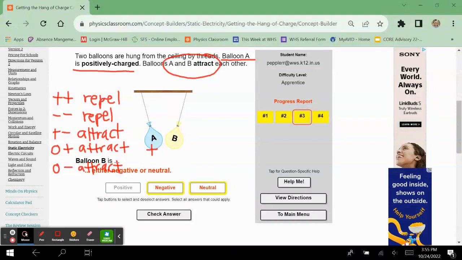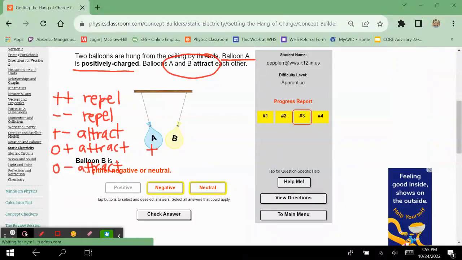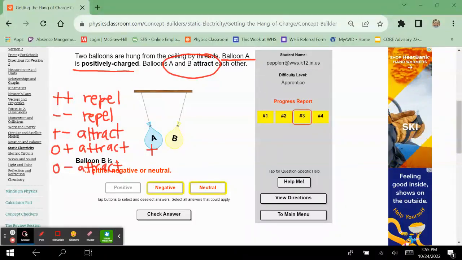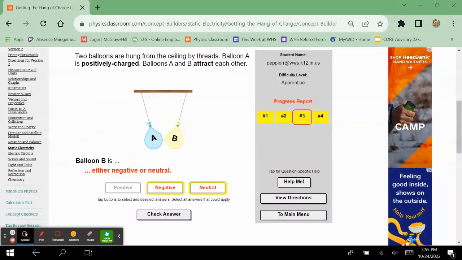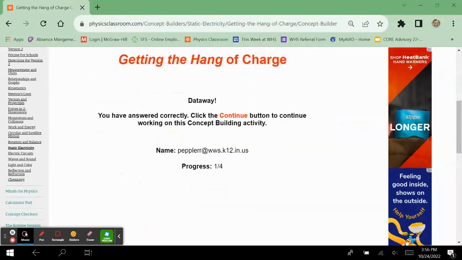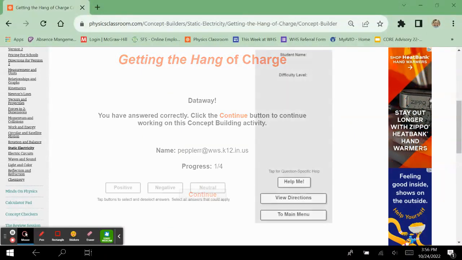Okay. So positive and positive repel, negative and negative repel, positive and negative attract, neutral and positive attract, neutral and negative attract. Okay. Those are the key things you need to remember when doing this whole concept builder. So let me clear this screen and we'll hit check answer. We got it right. We can move on.